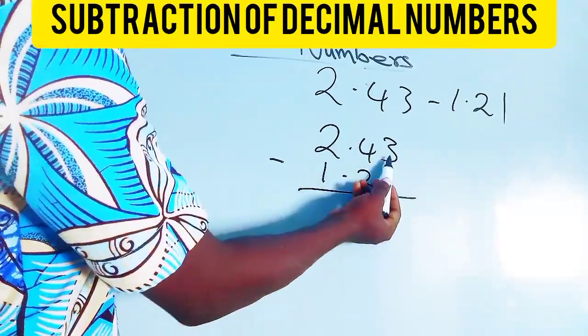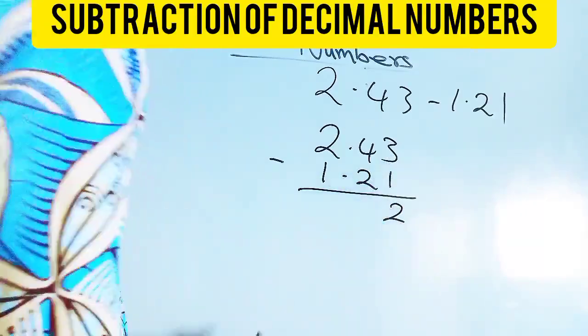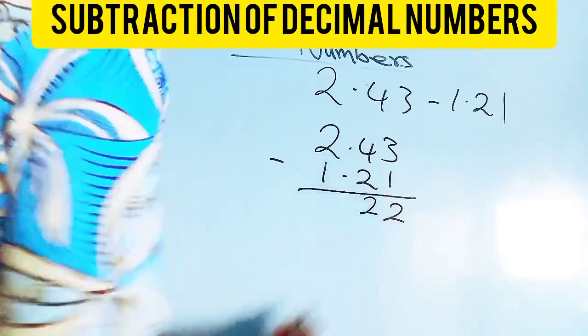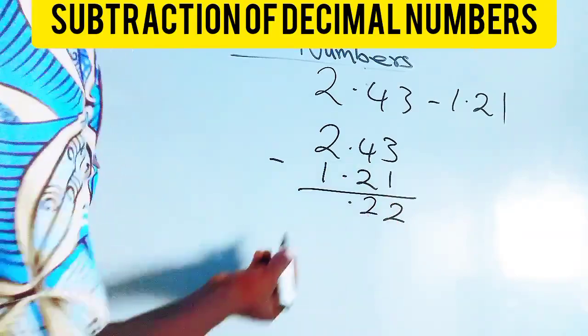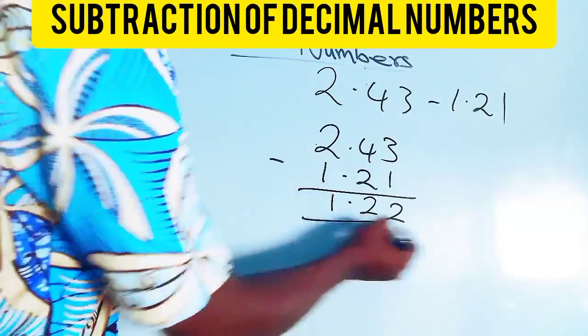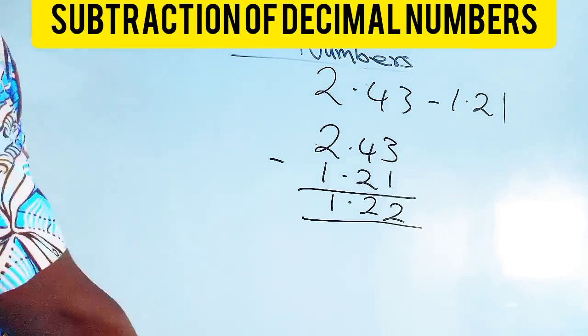When you take 1 from 3, or 3 minus 1, bring 2 here. When you subtract 2 from 4, you'll be having another 2 here. You bring a decimal point. You subtract 1 from 2, you have 1. Therefore, 2.43 minus 1.21 is equal to 1.22.